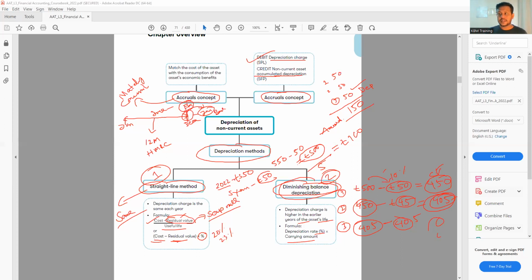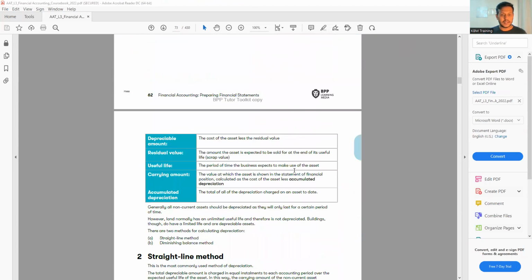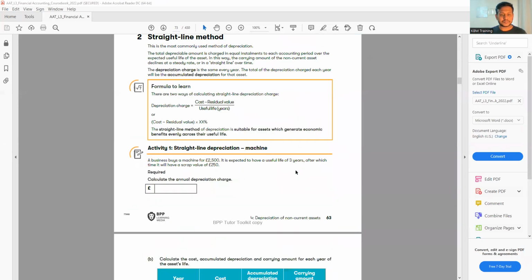All right, so this is our chapter overview. Now we can have a look at our activities. We have talked about these formulas. Remember that if they say formula to learn, you have to memorize it. It will not be given in the exam. Formula to learn means you have to remember or memorize these formulas.